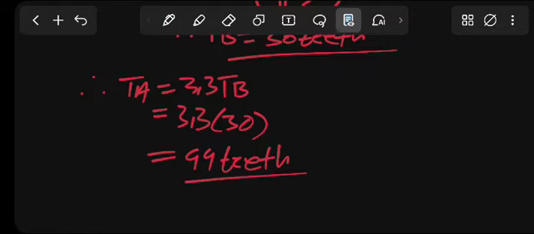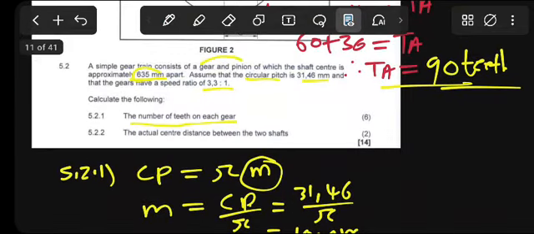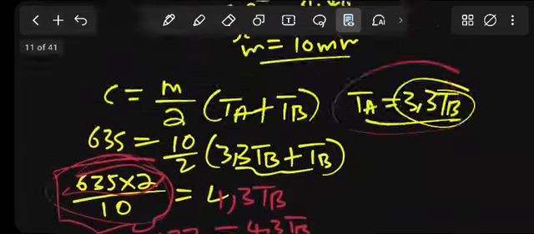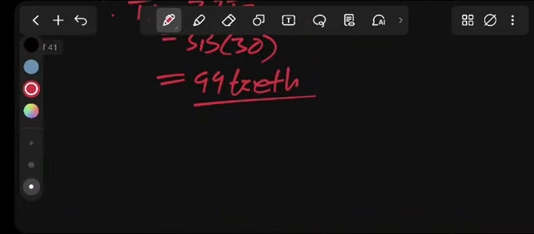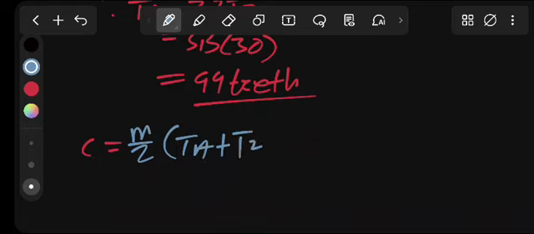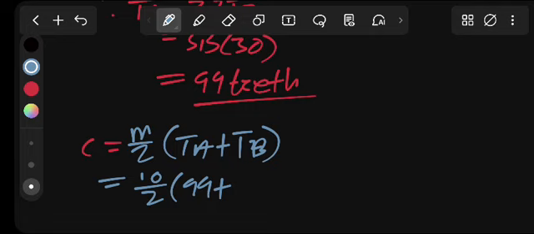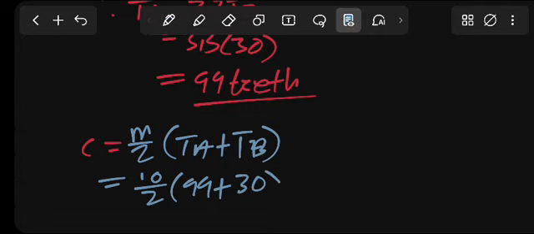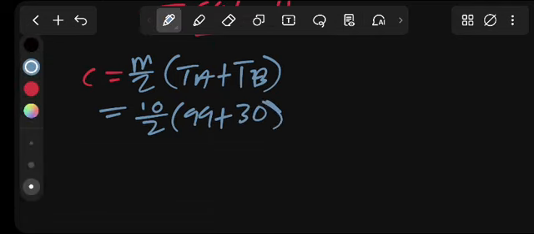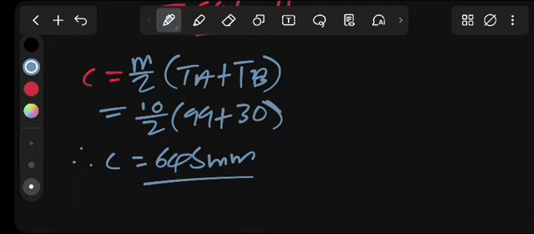All right, so what is the last question? The actual center distance between the two shafts. We all know the center distance will be modulus divided by 2 times TA plus TP. So we have 10 divided by 2 times TA, which is 99, plus TP, which was 30. Punching this in, you have the center distance, which is 645 millimeter. This is what we have so far.